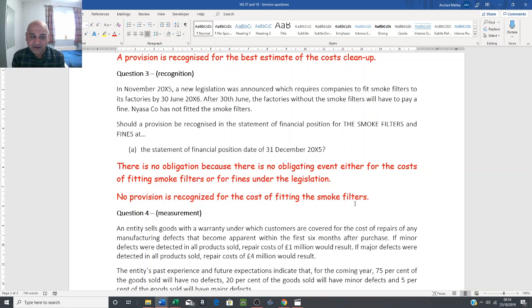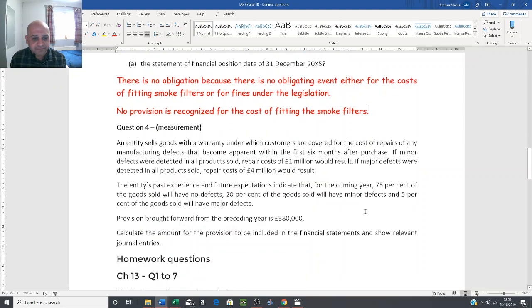And the way it can do it, it may sound silly, but if there is a chance to avoid the obligation, you can't recognize the provision. What can the company do in this case? Well, they can maybe shut down the entire business or that operation to avoid the implications of not fitting the smoke filters. So there is a way out. There is no present obligation currently. If there is an obligation to do so, then we recognize the provision. So if there is the slightest chance to avoid that obligation, we can't recognize the provision.